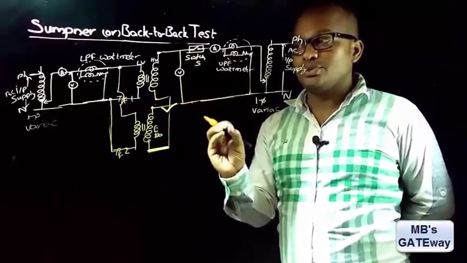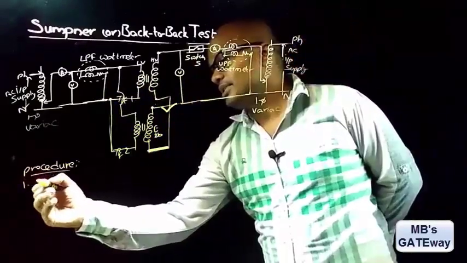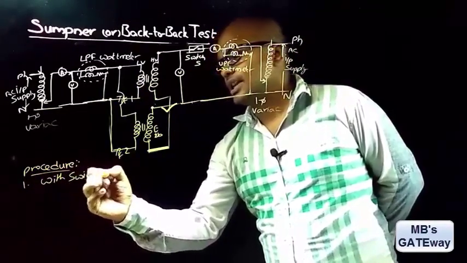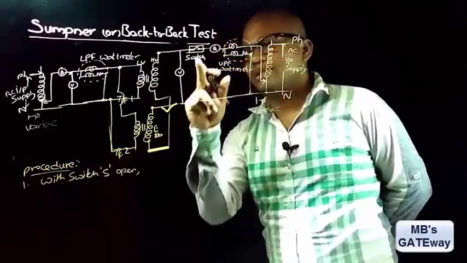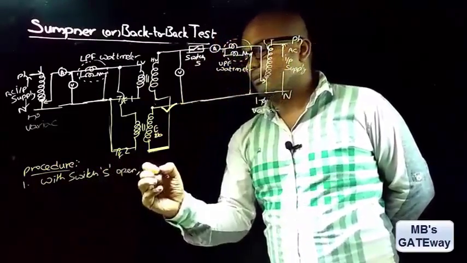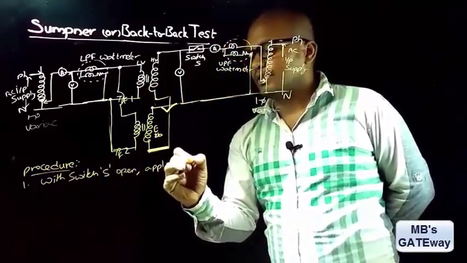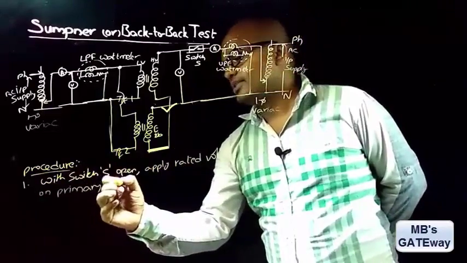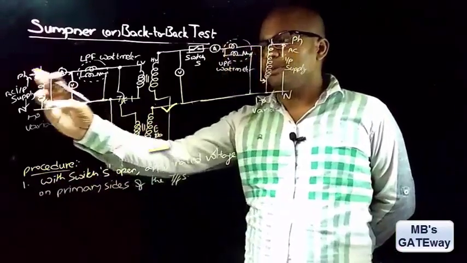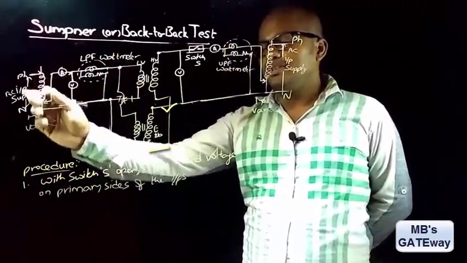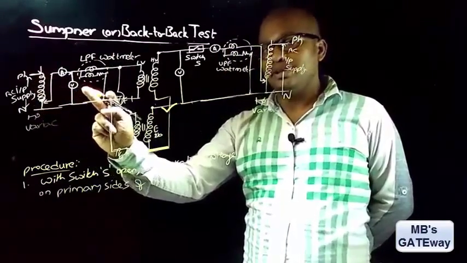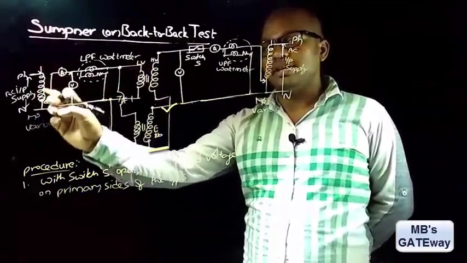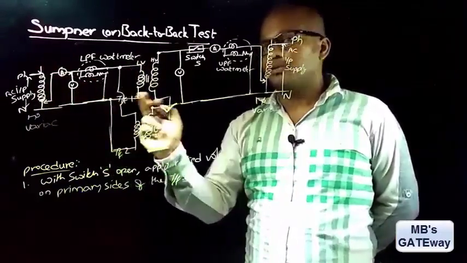Now let's see the procedure to conduct this Sumpner's test. The first step is, with the switch open, apply rated voltage on the primary sides of the transformers. That is, we need to apply the input supply by varying this variac till the voltmeter reaches the rated voltage, and here the rated voltage value is the LV voltage. So we vary the variac till the voltmeter reaches the LV value with the switch open.